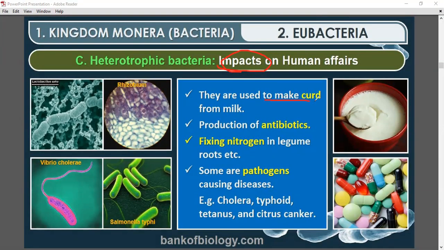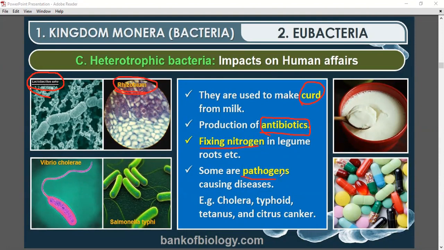They are used to make curd from milk. Which bacteria? Lactobacillus. You have studied this, those who have completed and are preparing for NEET might know this. Microbes in human welfare, a 12th standard topic. They are used in the production of antibiotics. Then fixing nitrogen: Rhizobium bacteria fix nitrogen, as do Anabaena and Nostoc.